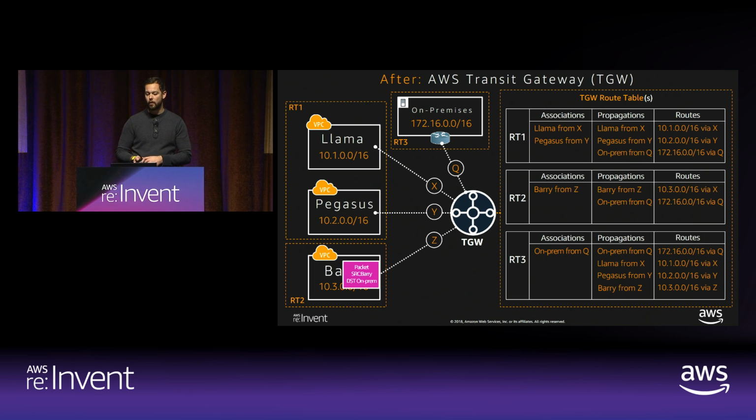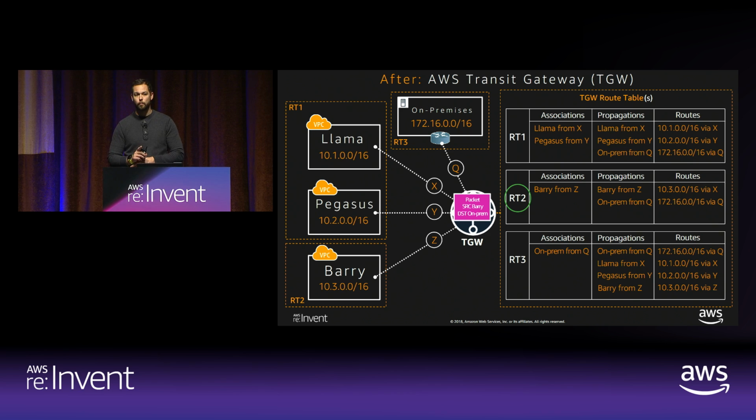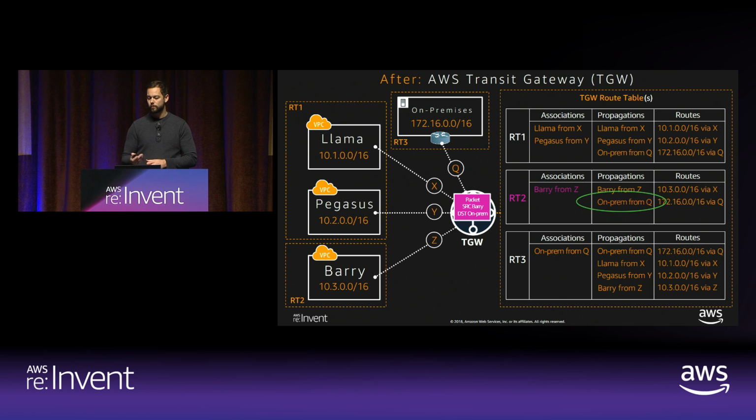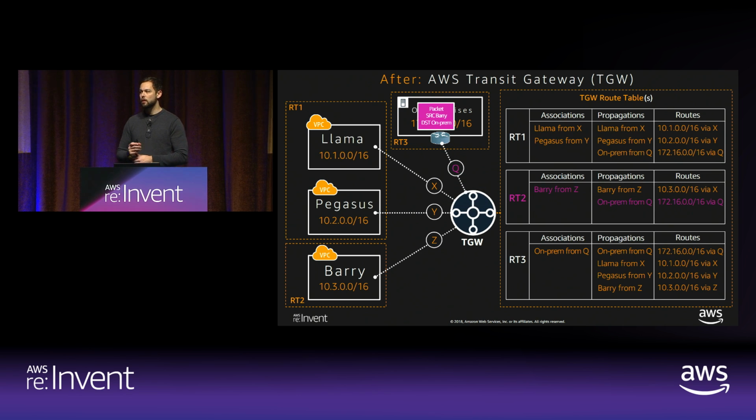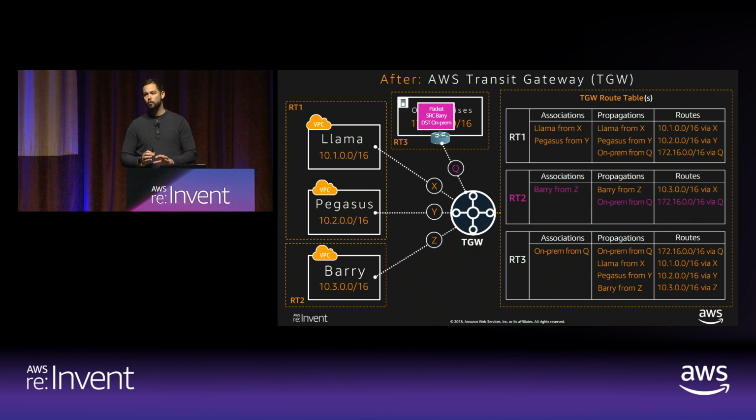Now, if we send a packet from Barry, and it's also destined for your on-premises, Barry is associated with route table 2. So now we're using route table 2 to look up where the packet should be going. We've also got the on-premises routes installed in Barry's route table 2. So we have a destination of 172.16, which the destination of the packet is, and that's via attachment Q as well over the VPN. Great, let's send that packet on its way too. So you can see that attachments, propagations, and the routes inside the route table are all configurable by you.